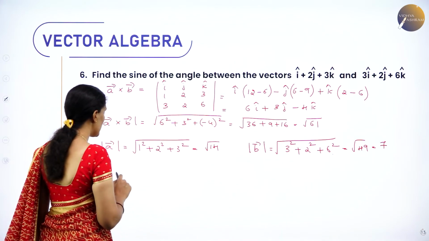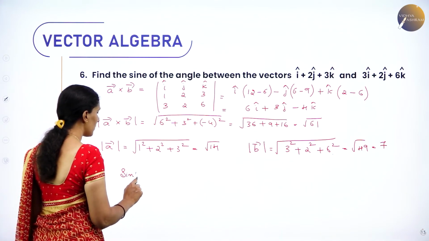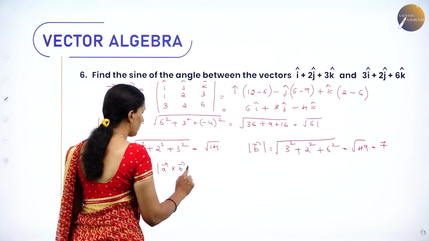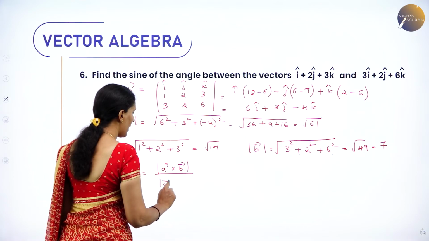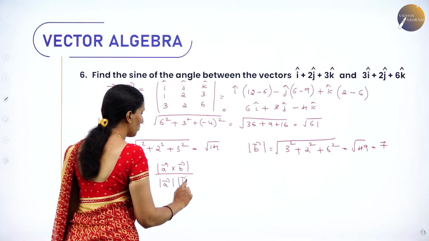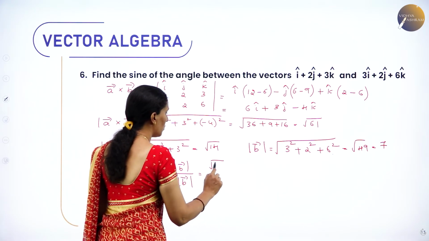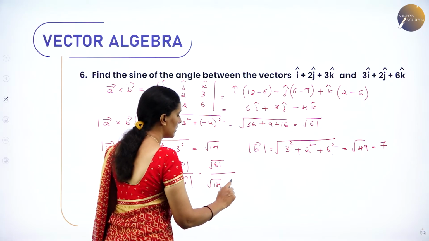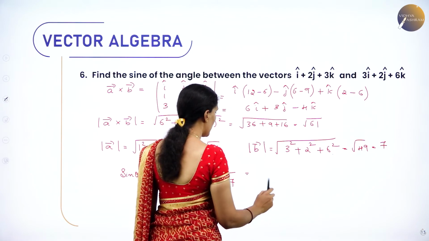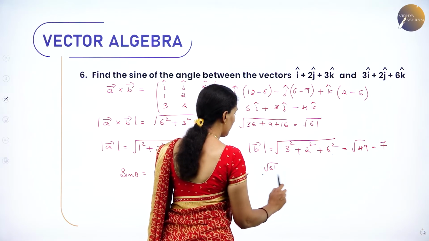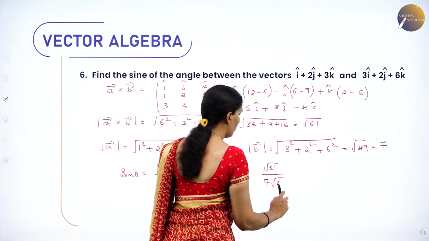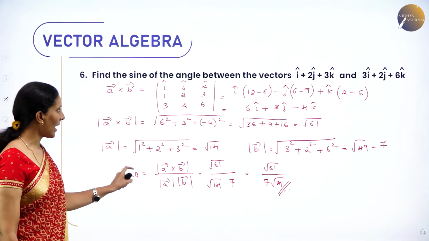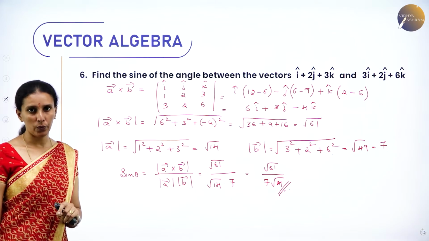Now we know that sine theta is equal to magnitude of vector A cross vector B divided by magnitude of A, magnitude of B, which is root 61 divided by root 14 into 7. Or we can write it as square root of 61 divided by 7 root 14. So this is the value of sine angle between these two vectors.